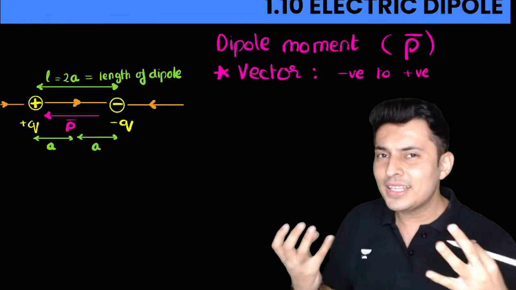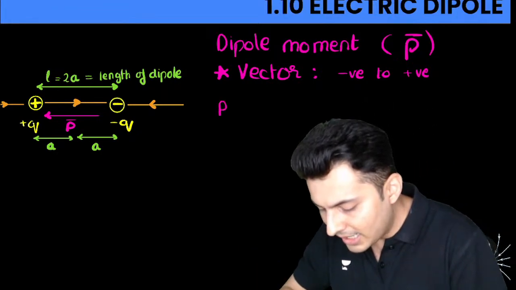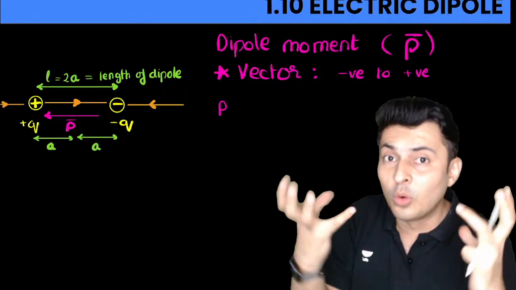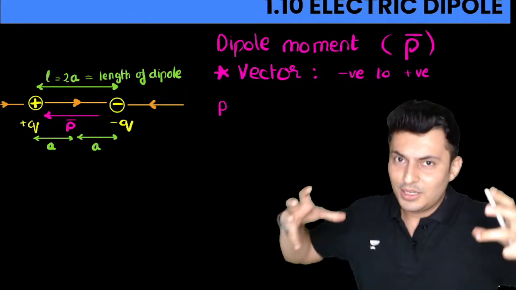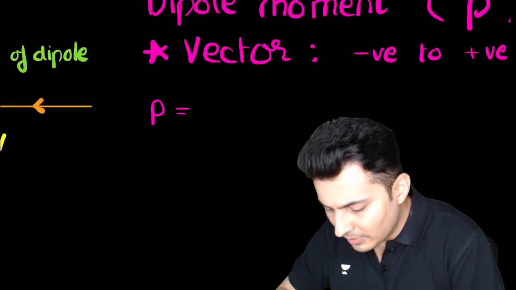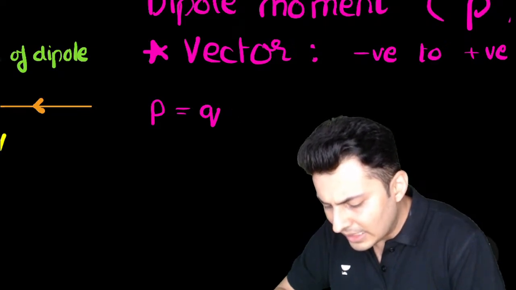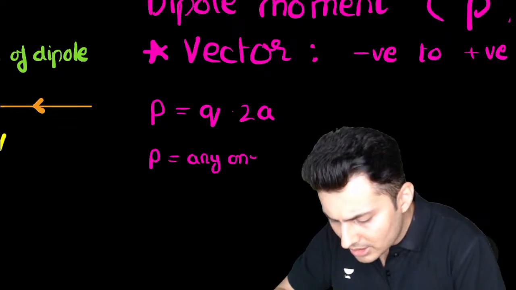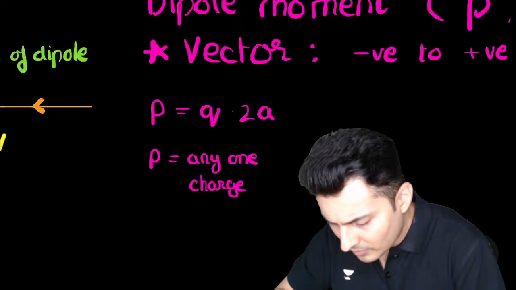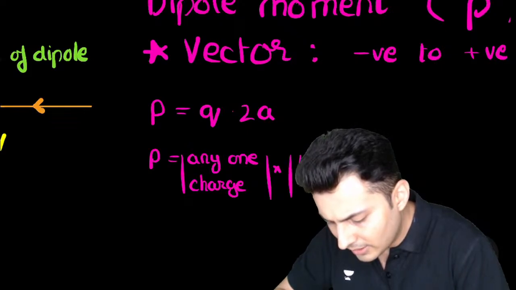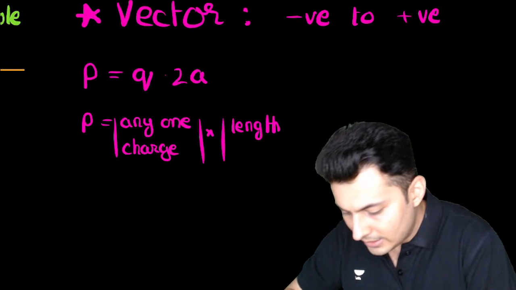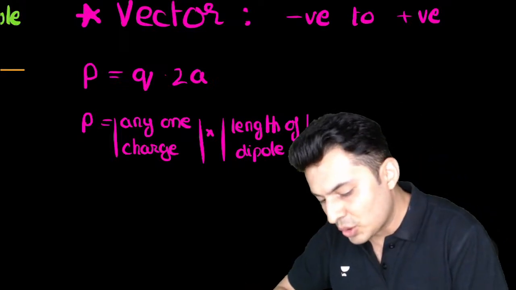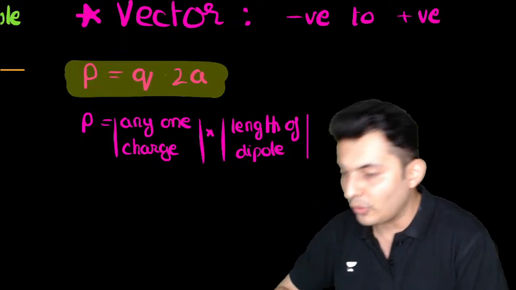Now you might ask, sir, what is the magnitude of it? The magnitude of this dipole depends on the charge and the length. If it has more charge, it is a stronger dipole. If it has more length, it is a stronger dipole. So it is the charge times the distance, which is 2A. Essentially, it is the magnitude of any one of those charges multiplied by the length of the dipole. That is how I will strictly define it. Is that very clear? I should highlight this, because this is a formula.